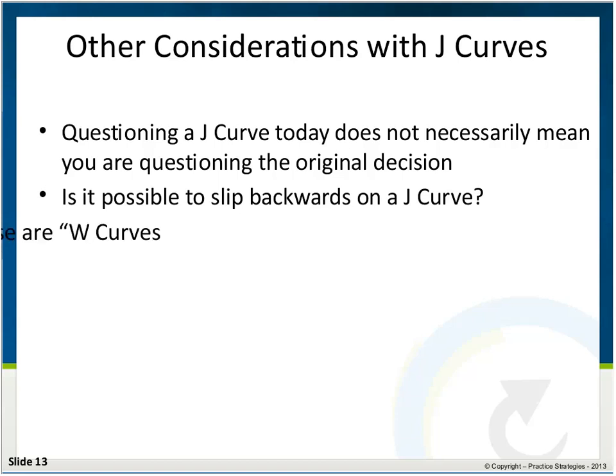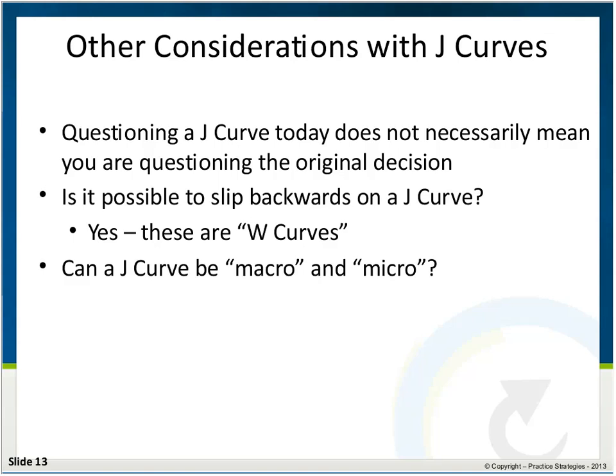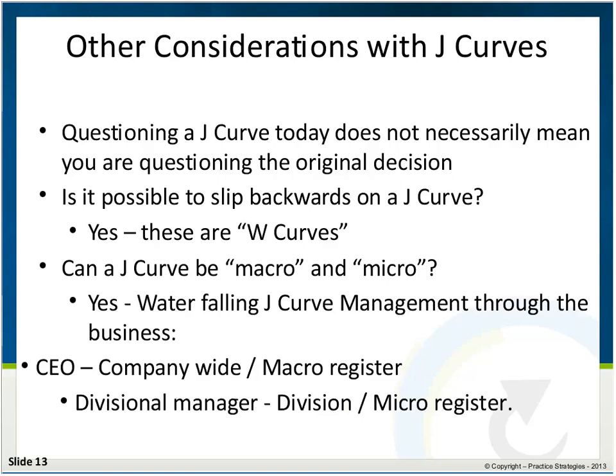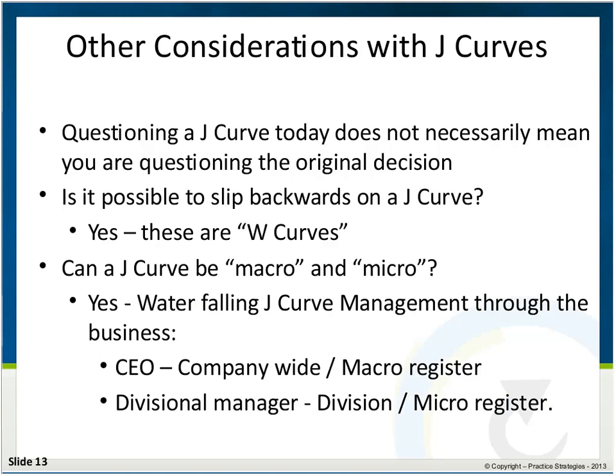We actually refer to those as W curves, or sometimes double dip J-curves, where you may well have started to get out of phase 1 into the catch-up phase, and then the landscape's changed and you've slipped backwards again. Can J-curves be macro and micro? Well, yes, they can, and that's because we encourage businesses to look at J-curves on different levels throughout the business.